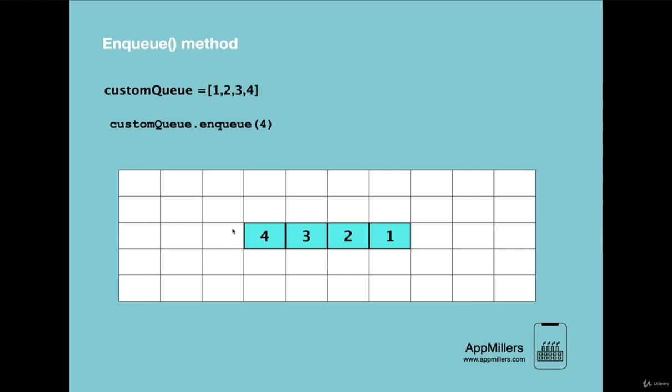Now we have inserted these 4 elements to this queue and the elements are located behind each other. Now the next operation, the dequeue operation. As we have already said, in the world of queues, instead of remove, we use the word dequeue.